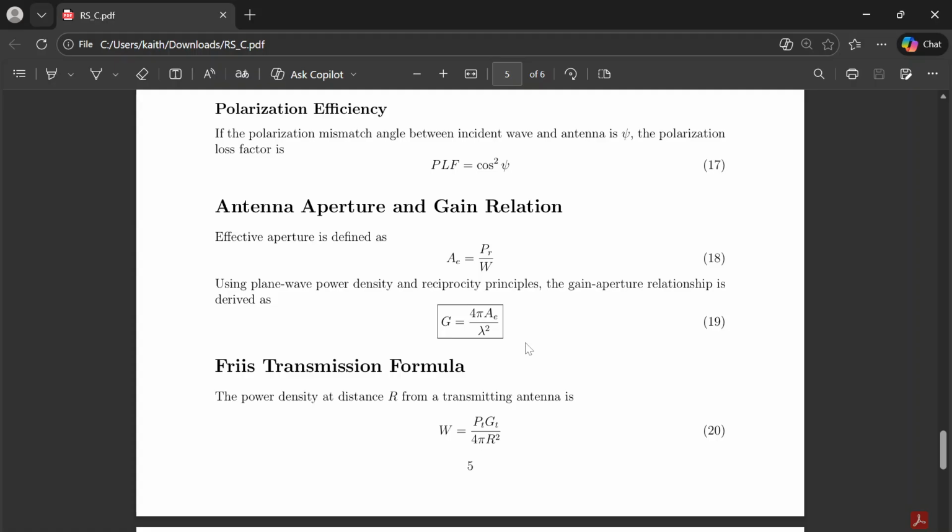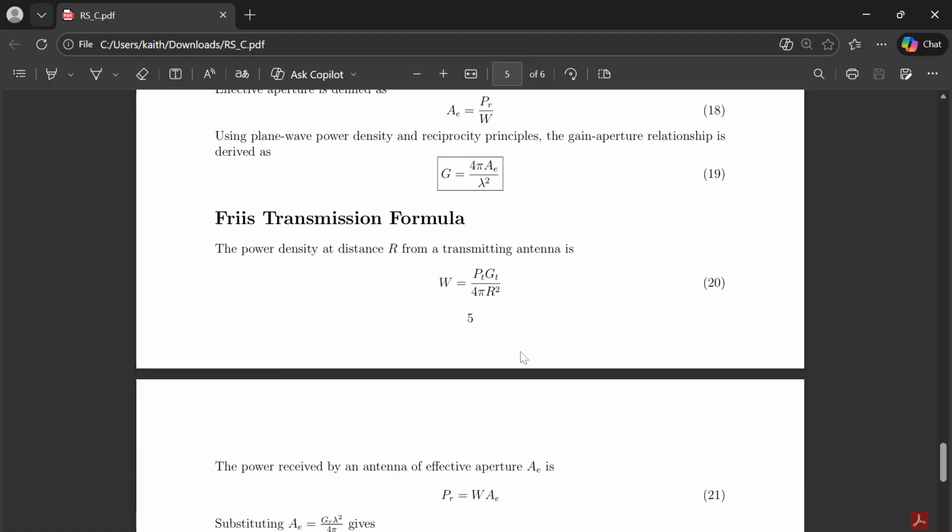So another very important formula is the Friis transmission formula. So the power density at a distance r of a transmitting antenna is given by, the power at the distance r is nothing but the transmitted power multiplied by the transmission gain. So this gives the power in that direction, and you just divide by 4 pi r square to get the power density, because we just assume it's a sphere at a distance r.